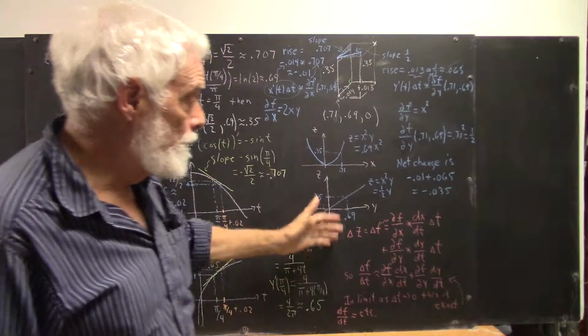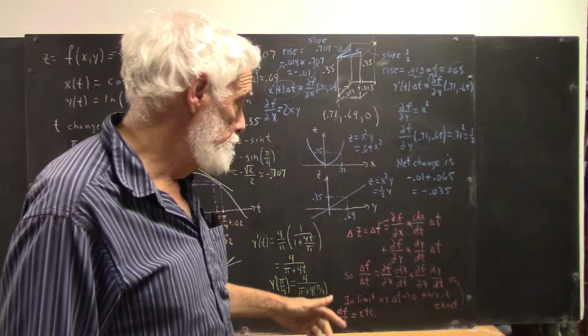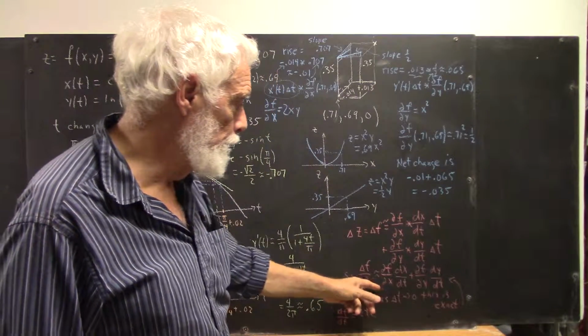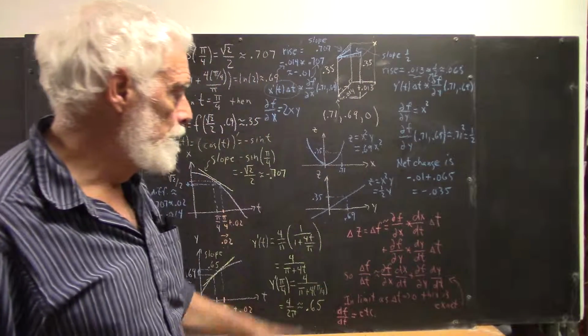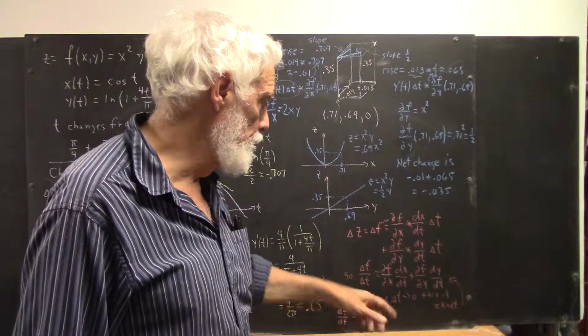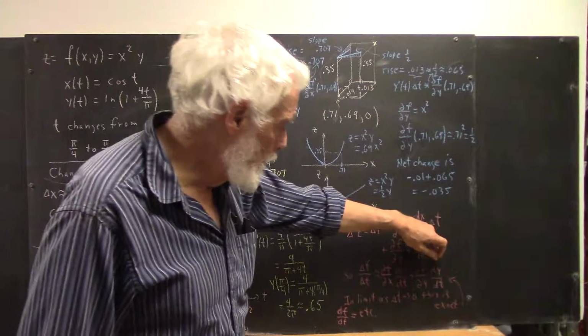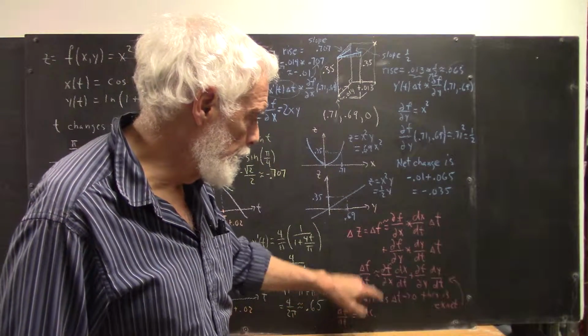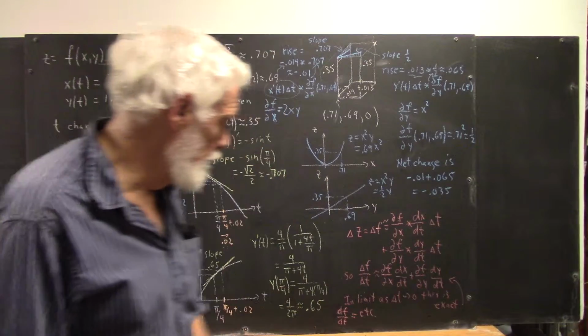Then, if we add these up and divide through by delta t, we get delta f over delta t is approximately equal to this. In the limit, as delta t goes to 0, this becomes exact, and this is then our derivative of f with respect to t. I've just got an etc. here, but the etc. is all of this.